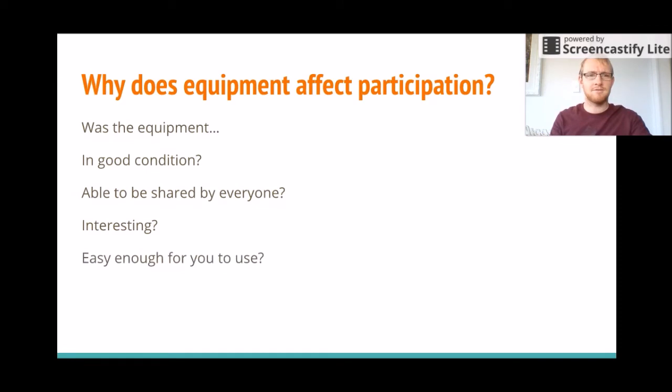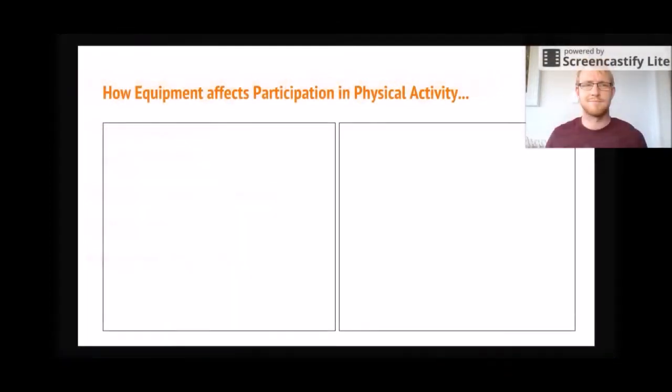And was it easy enough to use? Often equipment, when you incorporate it into a sport, requires a certain amount of skill to use. And if you don't have those fundamental skills, it's going to be very, very hard for you to participate fully in that activity if you can't use the basic implement for it. If you can't swing a bat, it's going to be very, very hard for you to play softball. You'll be able to do some of it, but your participation won't be as good.